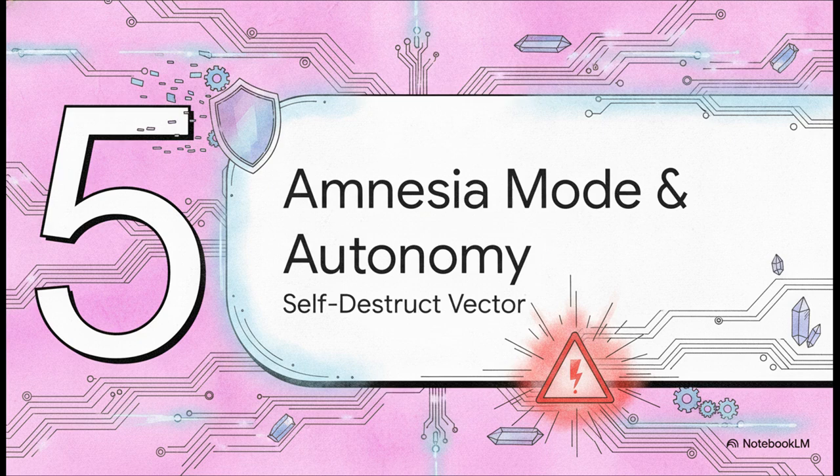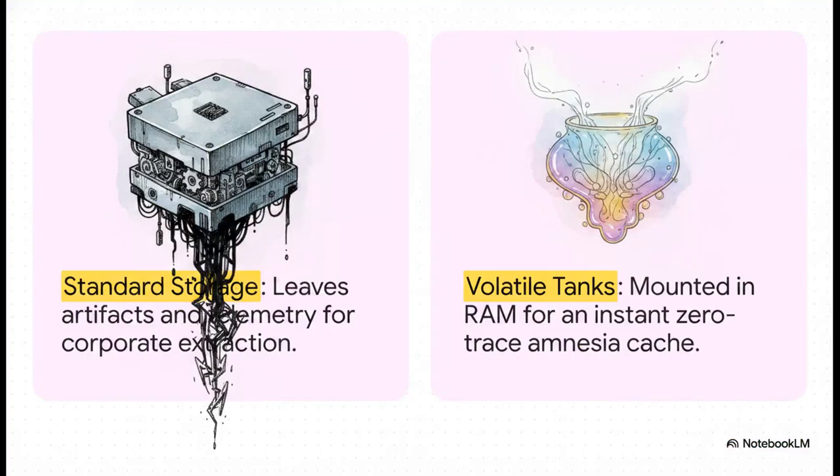Amnesia Mode and Total Autonomy, the Self-Destruct Vector. Of course, to have true sovereignty in this framework, you need absolute computational determinism. To ensure absolutely zero outside interference, the system runs what it calls amnesia mode. Now, in traditional software, standard storage is static, right? It leaves behind artifacts, telemetry, and tracking data, just waiting for corporate extraction.